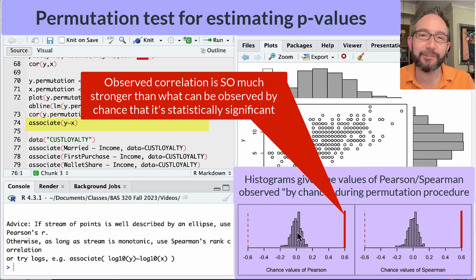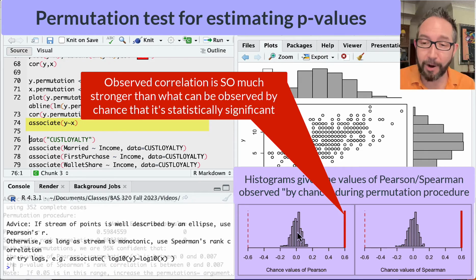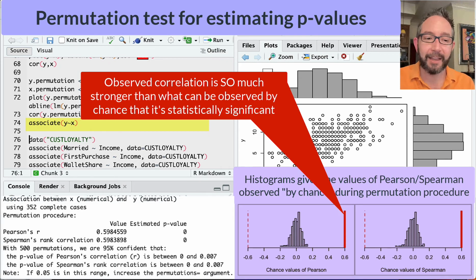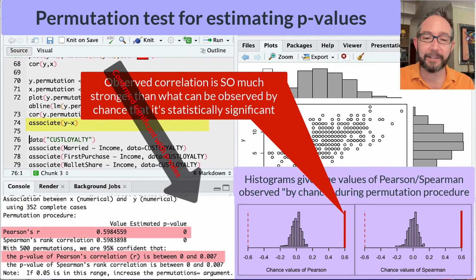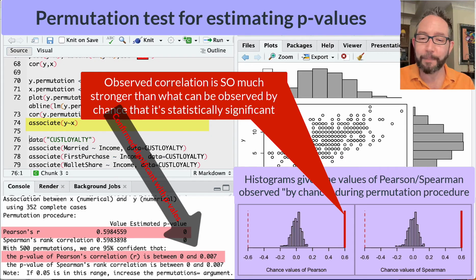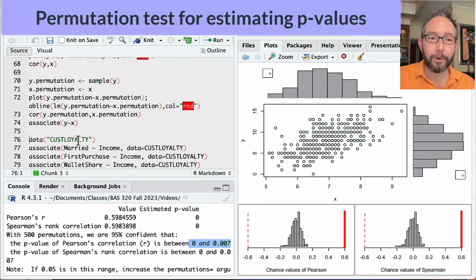So we've essentially established that this is going to be statistically significant. There's no way chance alone can produce a correlation at least as strong as what we're observing in the data. And indeed, if we look at the p-values of the correlation, we find they're all much less than 0.05. Yes, this association is highly statistically significant. And this procedure is the same regardless of whether x and y are categorical or numerical.